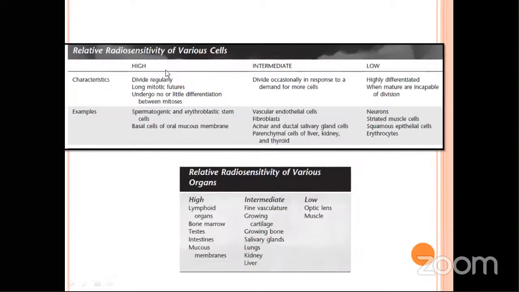So this is a list, okay, of the very sensitive ones: the spermatogenic and erythroblastic stem cells, and the basal cells of the oral mucous membrane are all highly radiosensitive. Whereas the acinar cells of the salivary glands, the parenchymal cells of organs like liver, kidney, and thyroid, and the fibroblasts are intermediate. Whereas the striated muscles, squamous epithelial cells, and erythrocytes are actually much less sensitive.